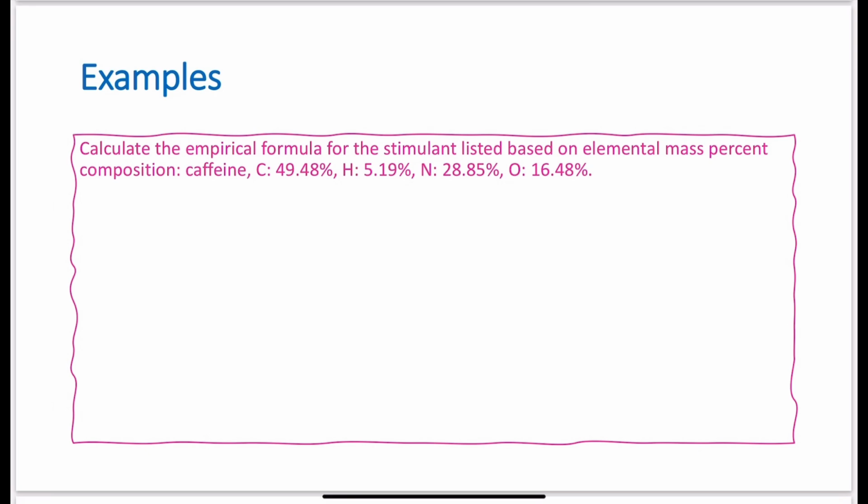Calculate the empirical formula for the stimulant listed based on elemental mass percent composition. It's caffeine. So it's got 49.48% carbon, 5.19% hydrogen, 28.85% nitrogen, and 16.48% oxygen. Remember, when you're given percentages, assume 100 grams of sample.